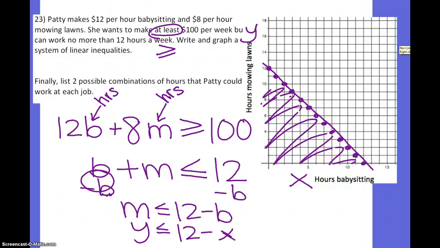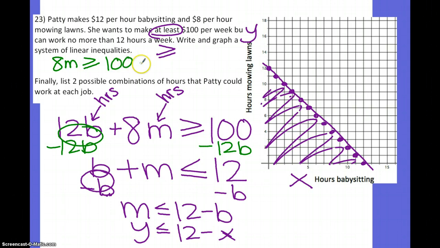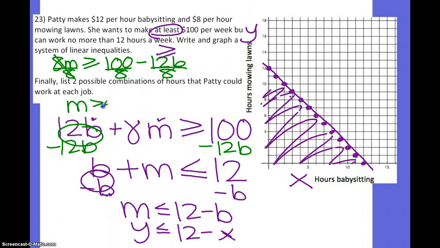And if we want to solve the top one for M, we would subtract 12B over and then divide it all by 8. So I'm going to write up here 8M greater than or equal to 100. Take away 12B, divide it all by 8. And if you divide 100 by 8, you end up with M is greater than or equal to 12.5.